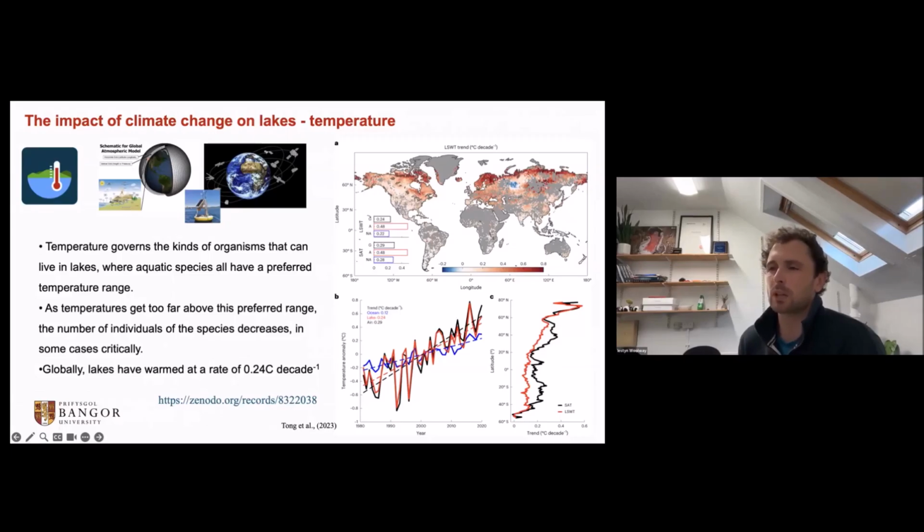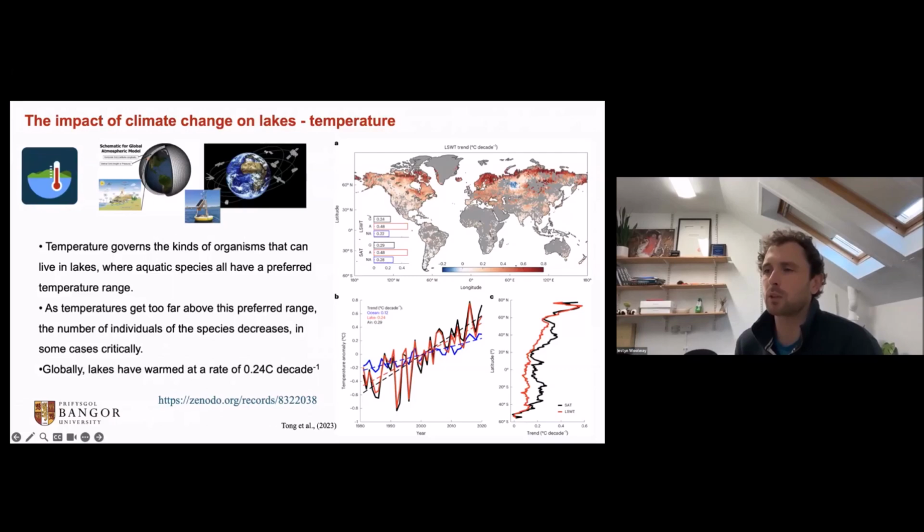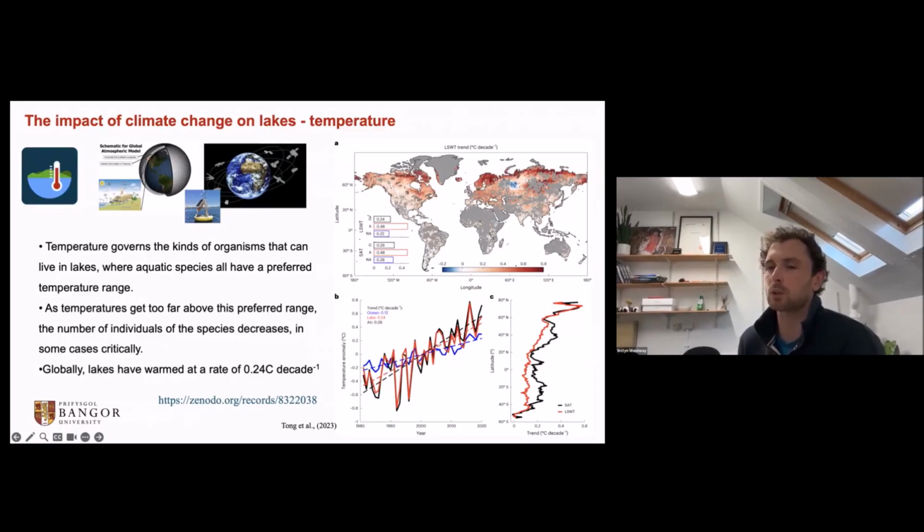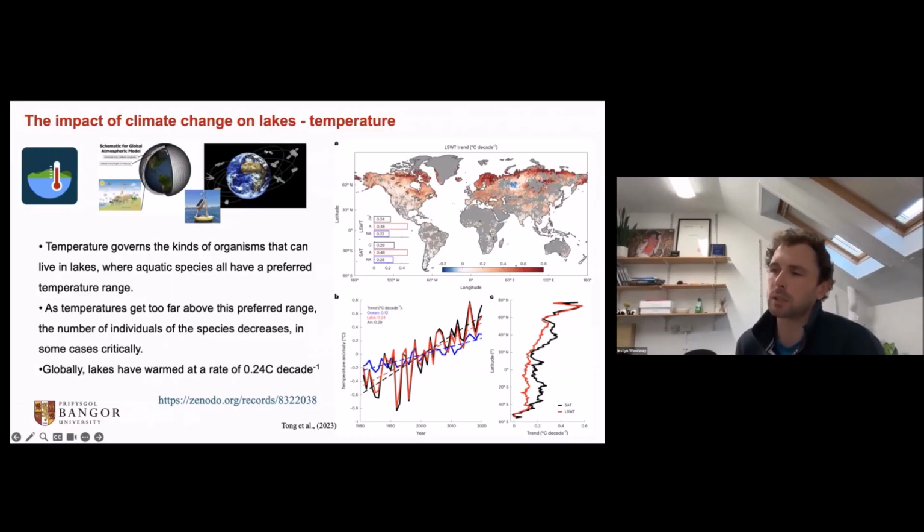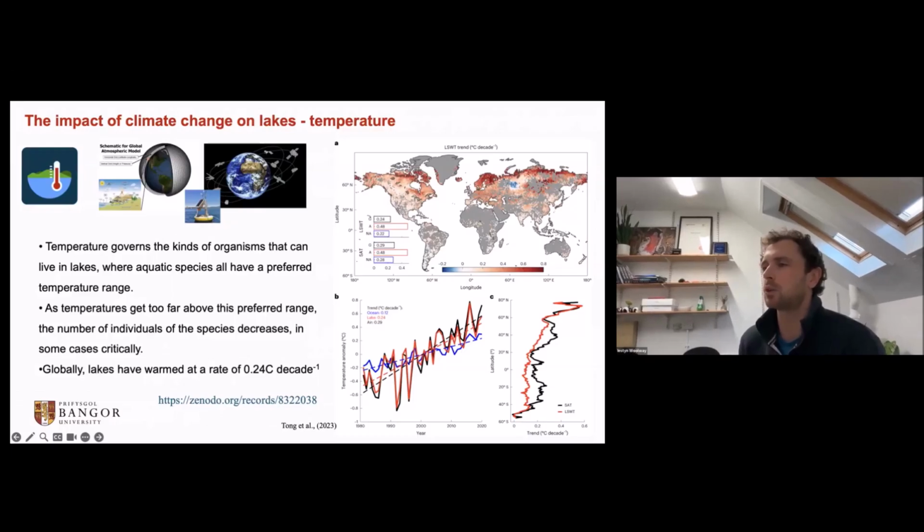Using this data set, we calculated that lakes worldwide have warmed at a rate of about 0.24 degrees Celsius per decade. This is twice as fast as the global oceans have warmed over the same period, and in line with, albeit slightly cooler than, changes in air temperature. We can also see that lakes are warming faster in the northern hemisphere, specifically above 60 degrees north, and then warming less as we move further south.